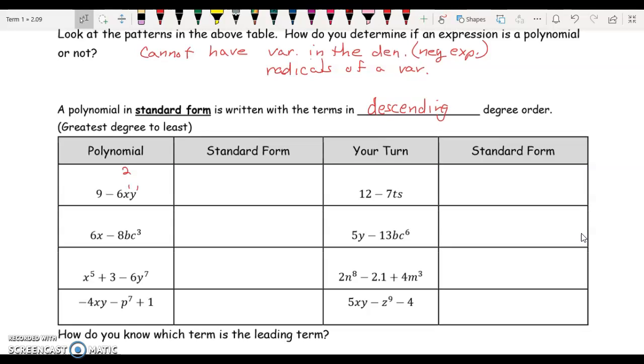I notice that 9 doesn't have a variable at all, so it's a degree 0 term. So if I'm going to put this in standard form, then I'm going to put the negative 6xy first, and I'm going to put the 9 second. Okay, let's move on to the second one here. So this one has a 1 on the variable because it's a power to the first power. The b here on the 8 has a 1. Therefore, the first term has a degree 1. The second term has a degree 4 because I add those exponents together to find the degree.